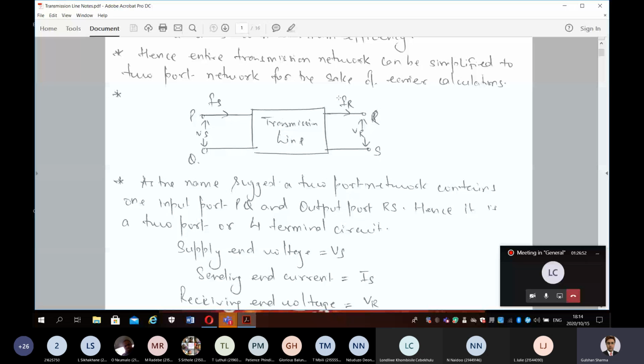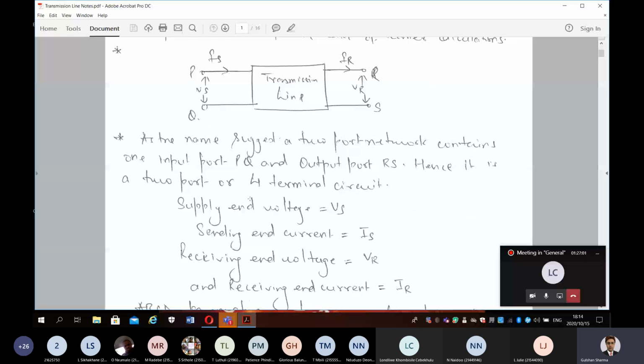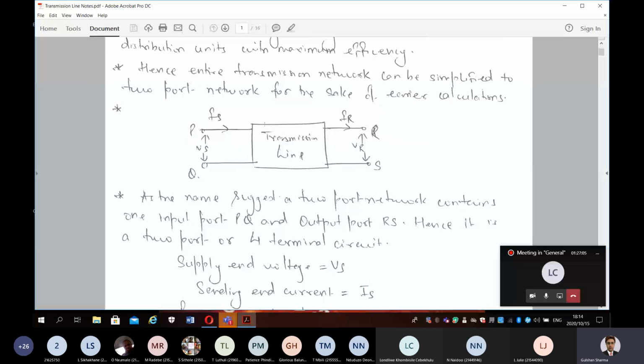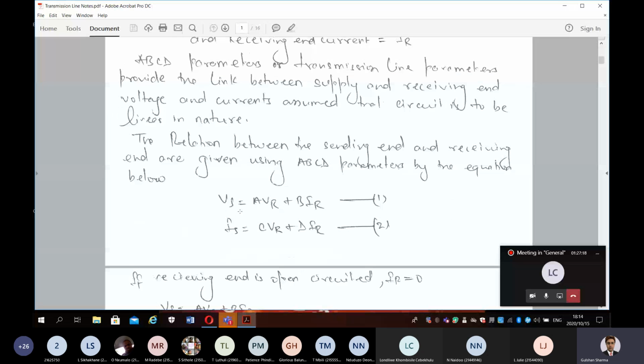Okay, my first equation, what we have tried to define is VS, the sending end voltage. I can write the sending end voltage is equal to A into the receiving end voltage VR plus B, the constant, into the receiving end current IR. So your first equation is VS = A·VR + B·IR. We are always interested to know the relation between the sending end voltage and the receiving end voltage and current.